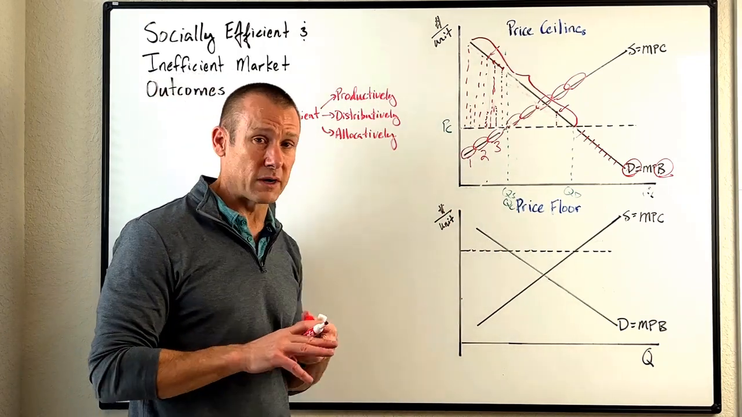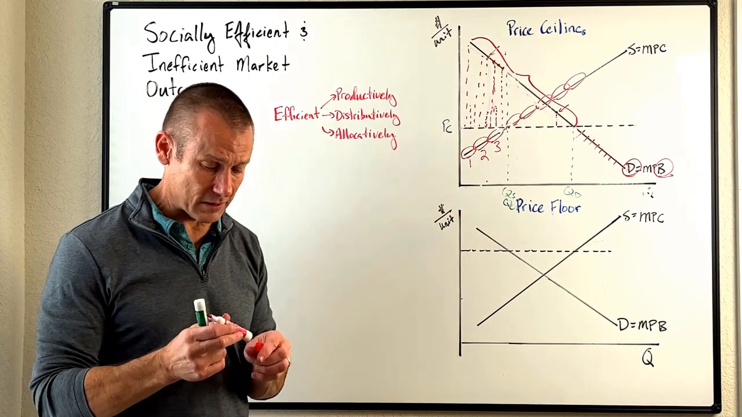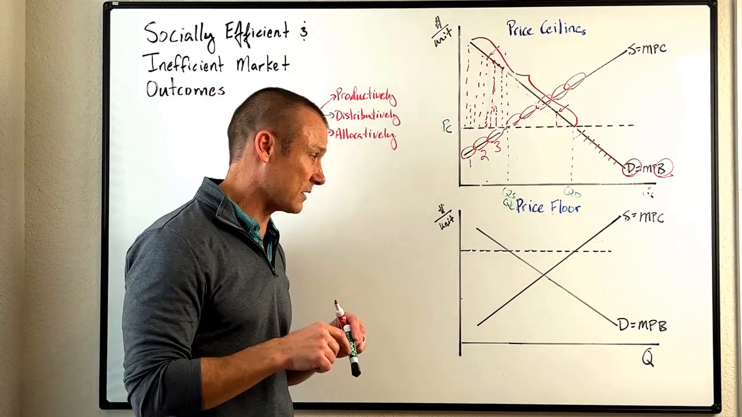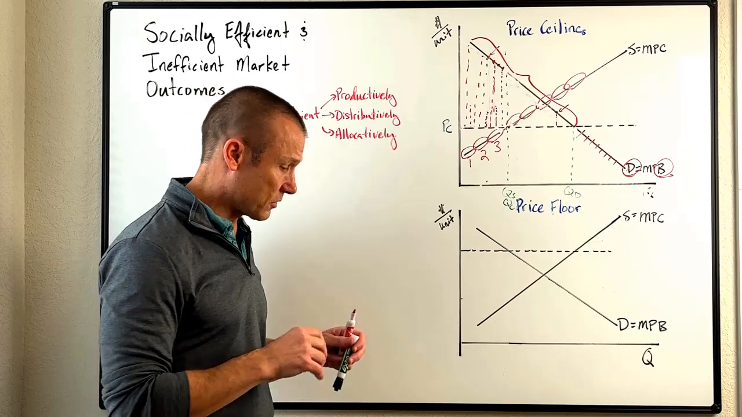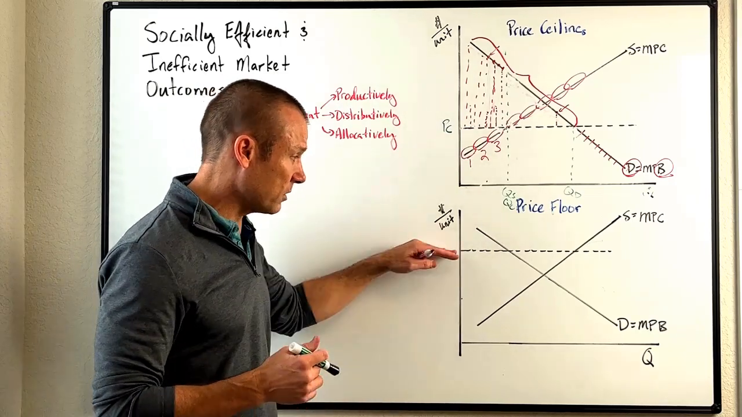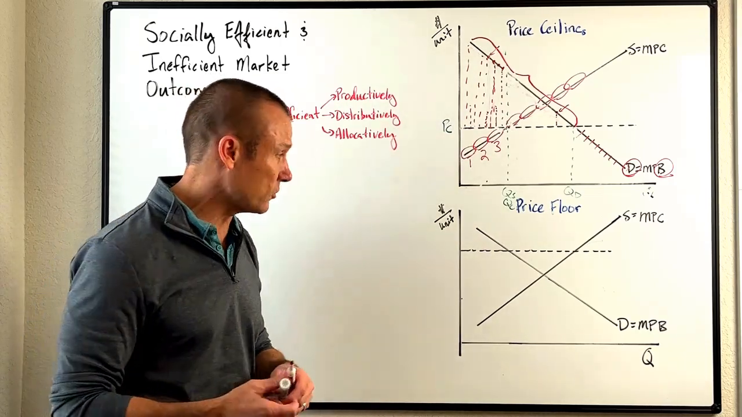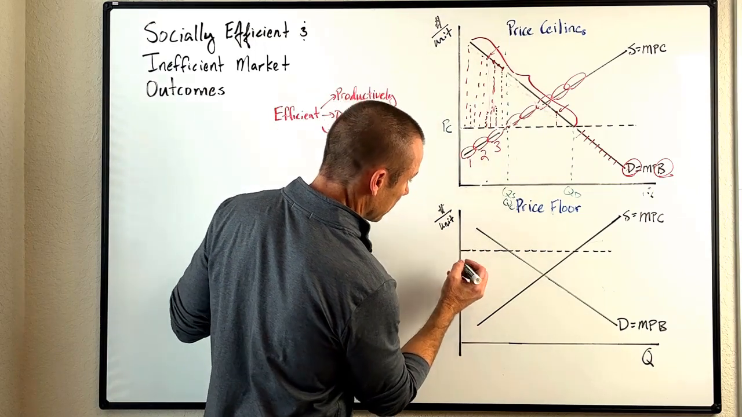Now, let's go to a price floor, okay? A price floor is a price minimum. And if you're still with me in this video, fantastic. Now, here's the interesting thing. Generally, economists will say when you put in a price floor, you will remain distributively efficient. Why will you remain distributively efficient?